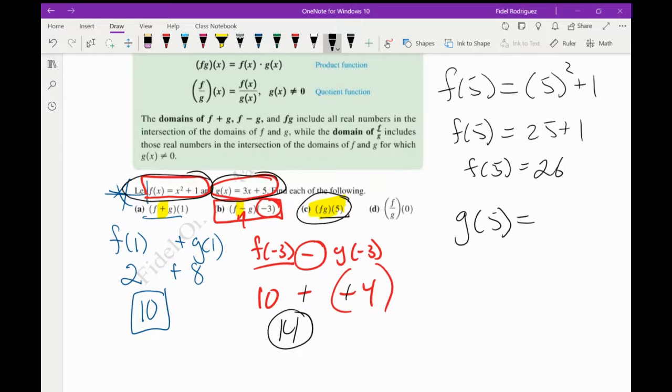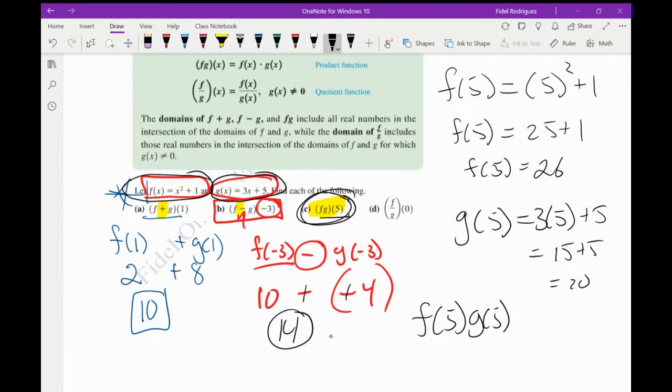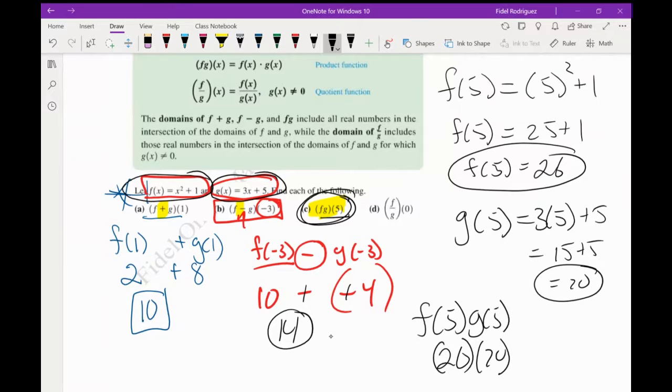So I'm going to come back to this guy right here, and I'm going to say, what's 3 times 5 plus 5? That's 15 plus 5. That is 20. So when this part says, what is f times g of 5? That's the same thing as saying f of 5 times g of 5. But we know what f of 5 is. That's 26. And we know what g of 5 is. That's 20. So I'm just going to take my calculator, and I'm going to say, what is 26 times 20? 520.